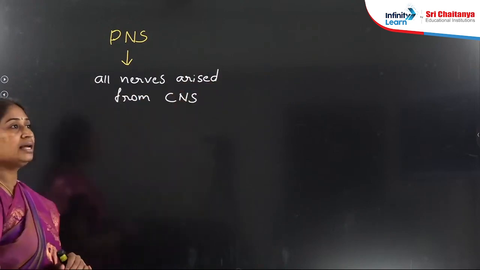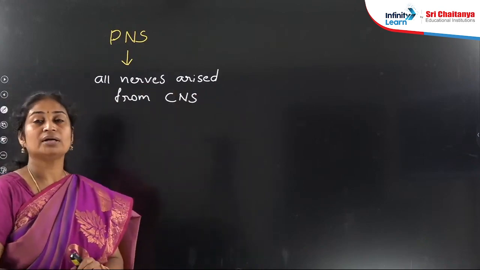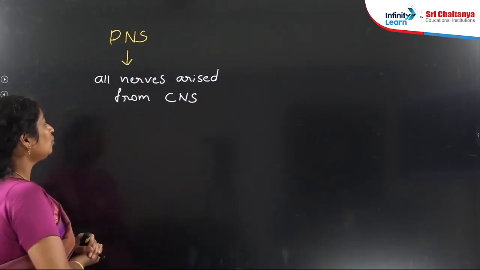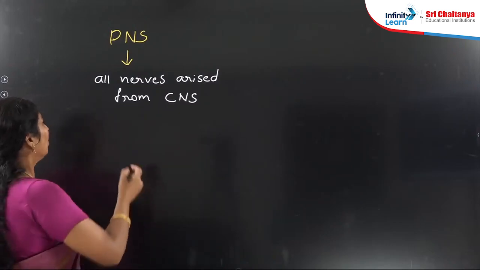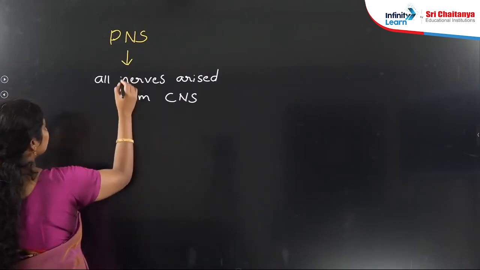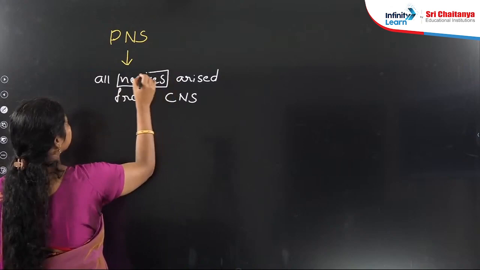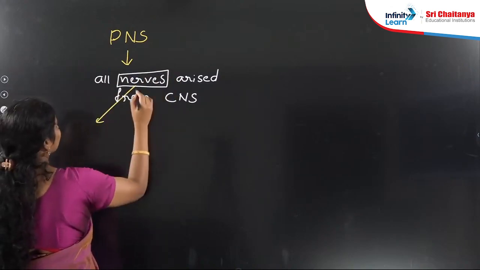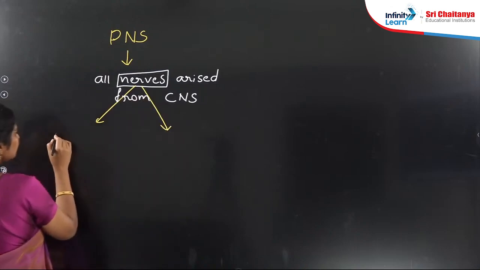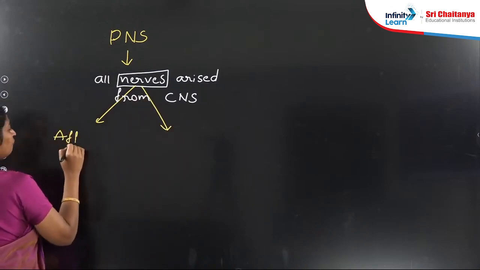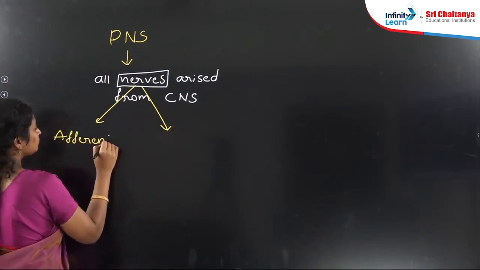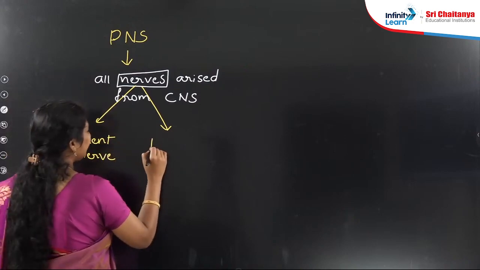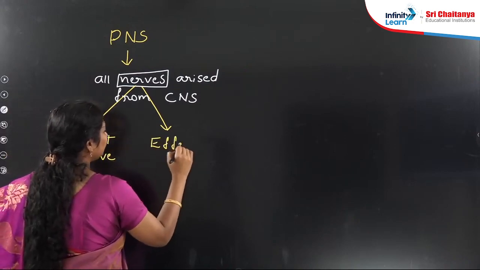PNS means it consists of all nerves which are derived from or arise from the CNS. There are two types of nerves. What are those two types? Nerves are of two types: one is afferent nerves and the second one is efferent nerves.